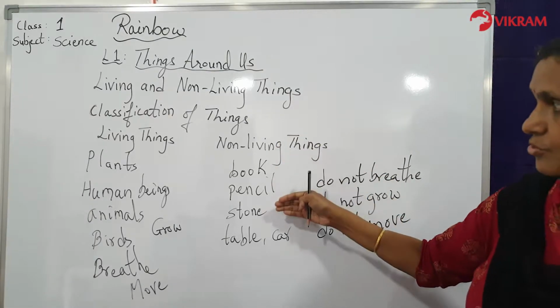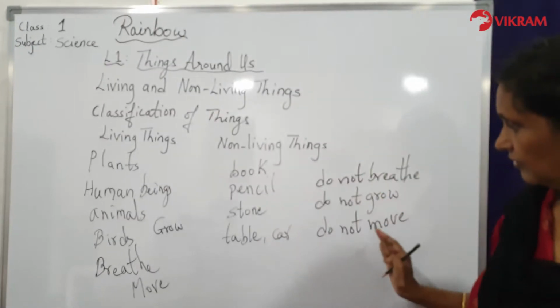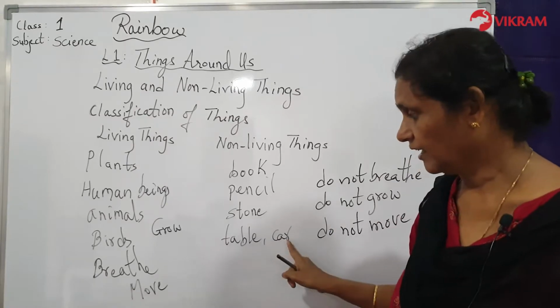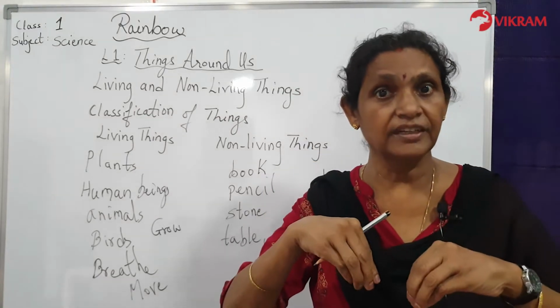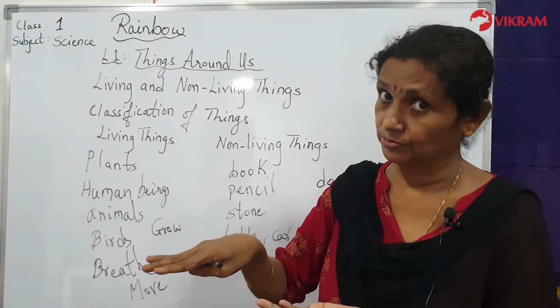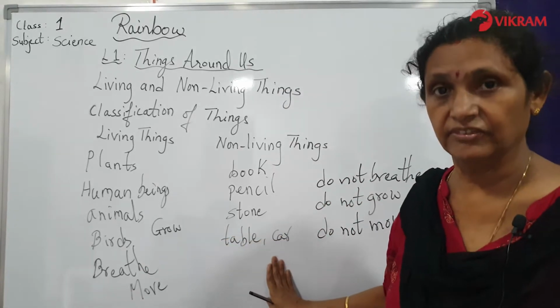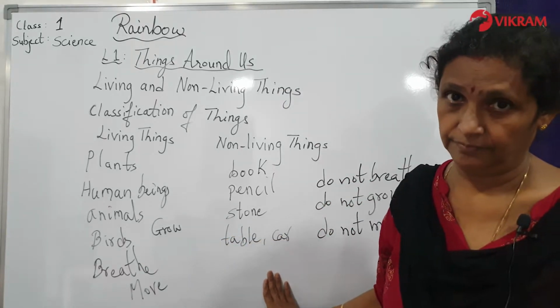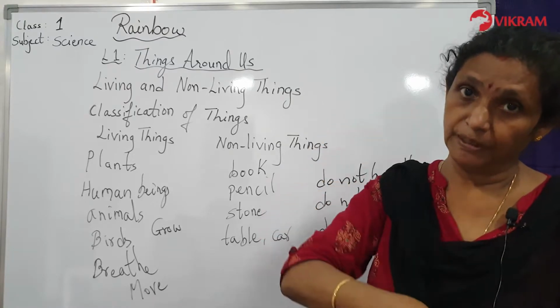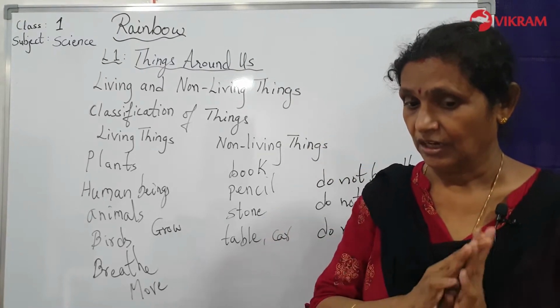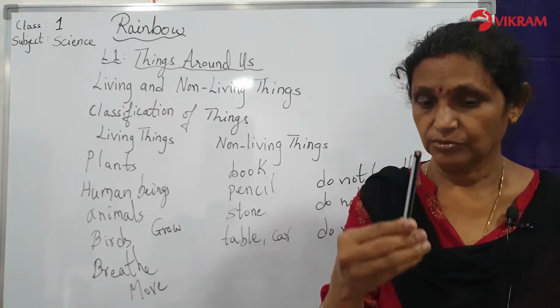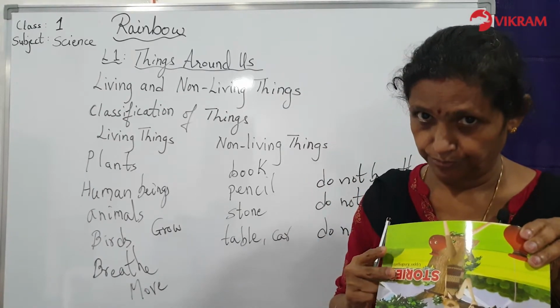Book, pencil, stone, table, car, everything, they cannot move. The car can move, but if you have to put petrol in this, then only the car will move. But it is not a living thing. It is a non-living thing. It will move because you put petrol. If there is no petrol, car will not move, pencil will not move, book will also not move.